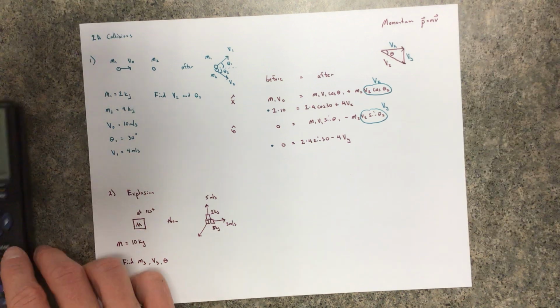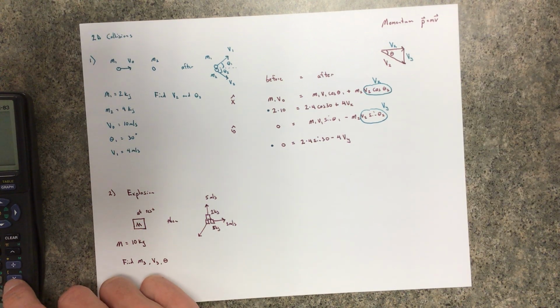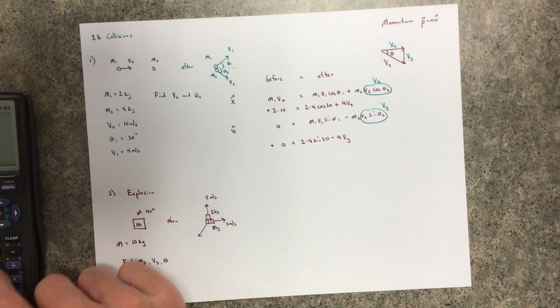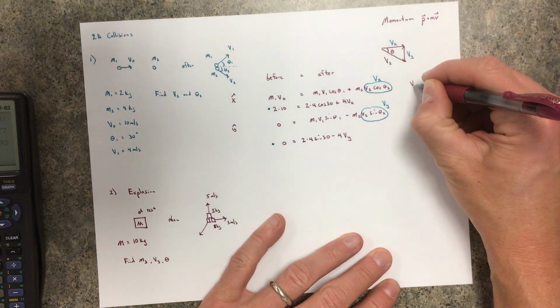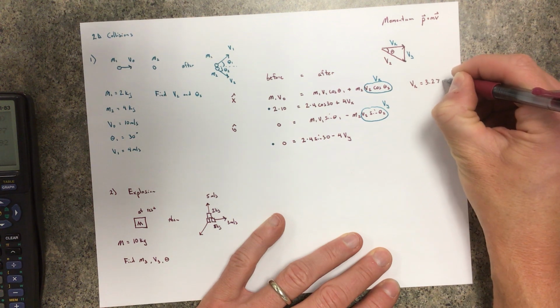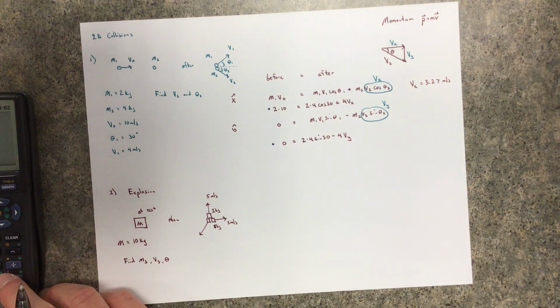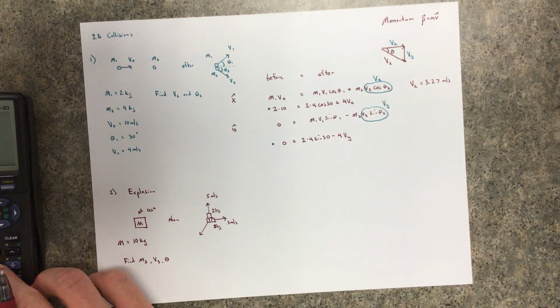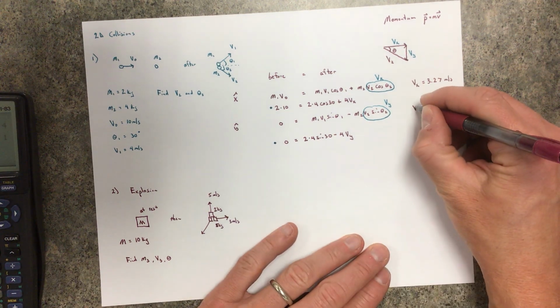Okay, so now I'm going to type this out. Okay, I didn't have this written down yet. 2 times 10 minus 2 times 4 times cosine 30. And then let's divide by 4. And I'm going to get Vx is equal to 3.27, we'll say, meters per second. And then Vy, I'm going to take 2 times 4 times sine of 30 and divide by 4. And I get 1.